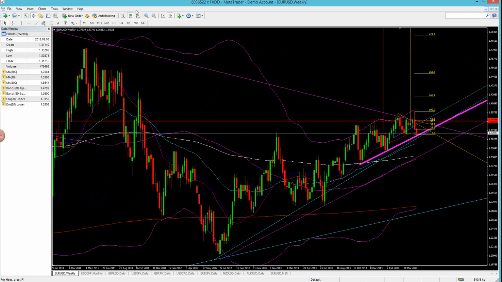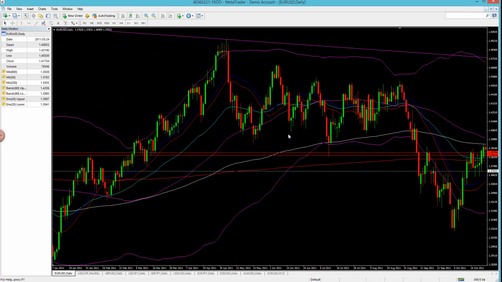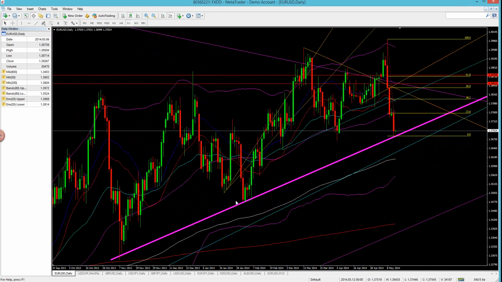There we go. All right, so you'll notice that price just bounced right off of this area. Price just bounced right off of this trend line here at 136. This trend line was actually at 136.82. We got down to 136.88.